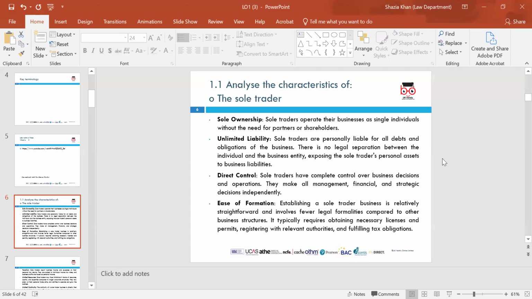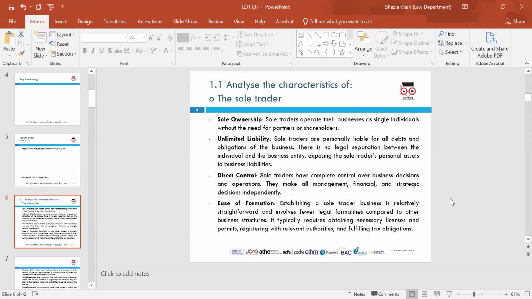Direct control. Sole traders have complete control over the business decisions and operations. They have all management, financial and strategic independence. They make strategic decisions independently, so they make all the decisions. They have the full control. They're able to control their business, what goes in, what goes out. So they're able to manage it as they want.